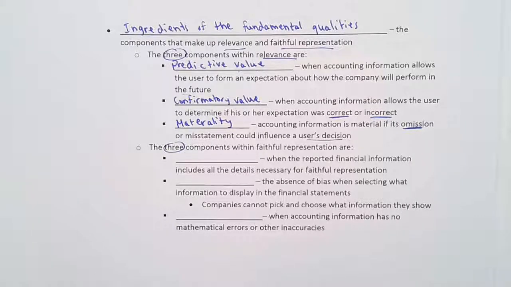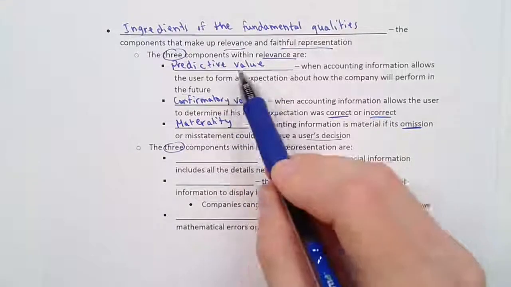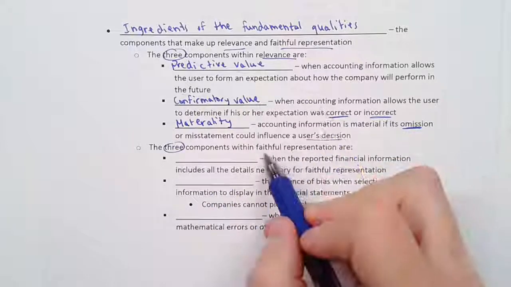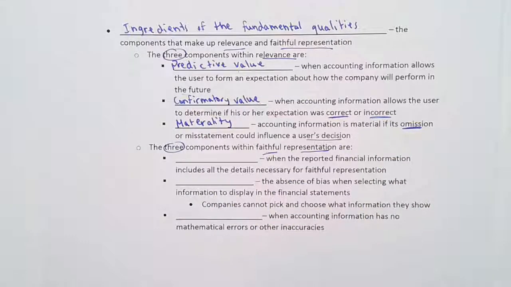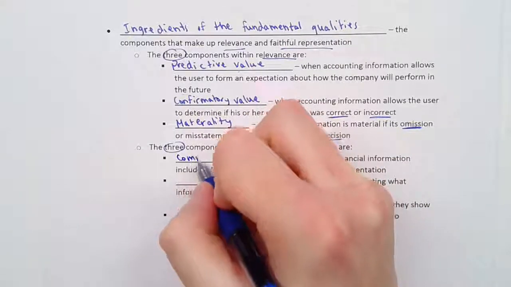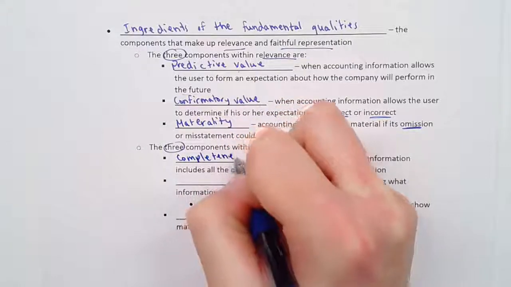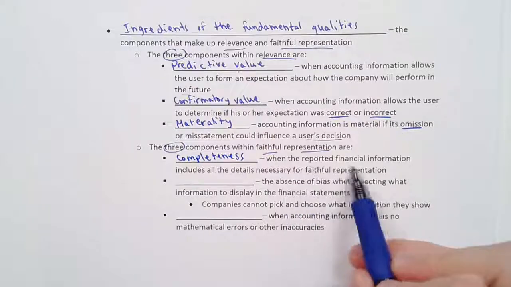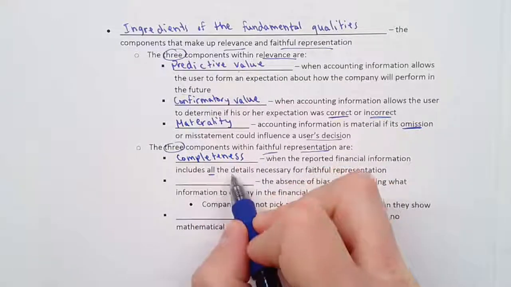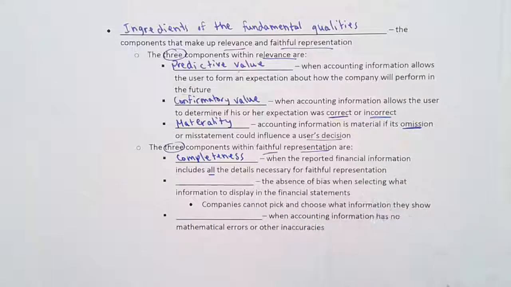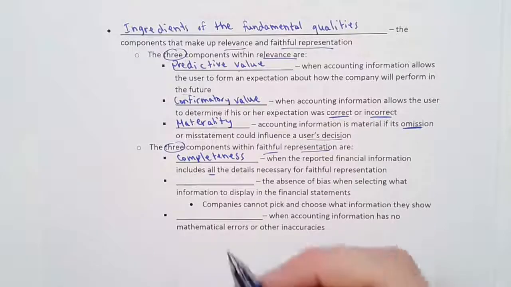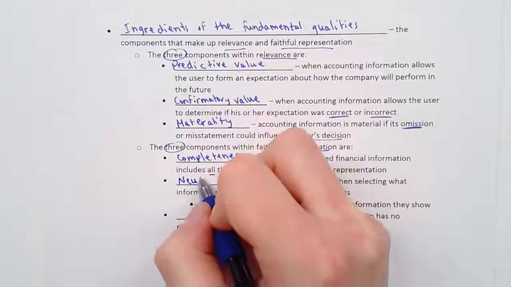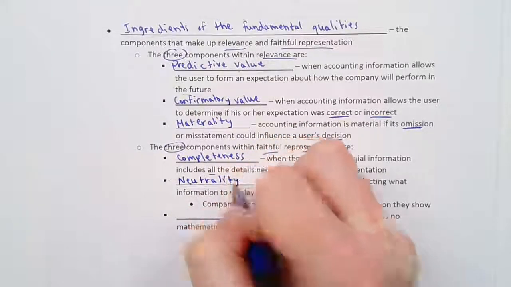Now we'll move on to faithful representation. Again, we have three components. The first one is known as completeness. Completeness means that the reported financial information includes all the details necessary for faithful representation. So we've included everything we need to actually show what took place. Next, we have neutrality, which means there's an absence of bias when selecting what information to display in the financial statements.